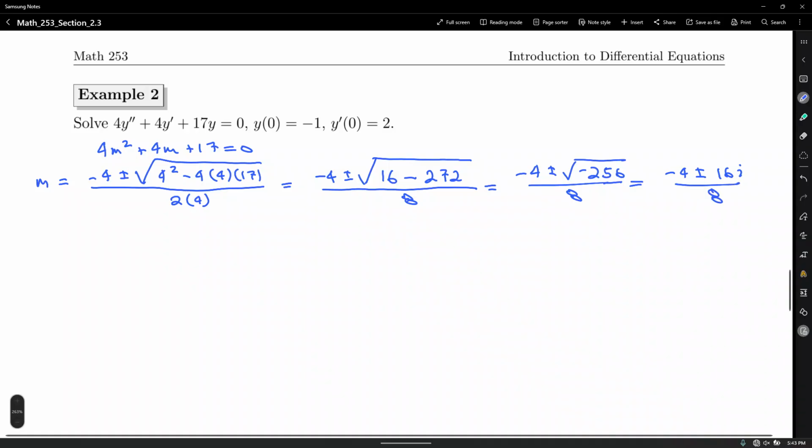Okay, and well, we need to write this complex number. We need to split this number. So negative 4 over 8 plus or minus i times 16 over 8. Well, negative 4 over 8 is negative 1/2 plus or minus 2i. So what do we have? Alpha equals negative 1/2 and beta will be 2. By looking at the sign of alpha, what do we have? We have an underdamped behavior, undamped, or overdamped.